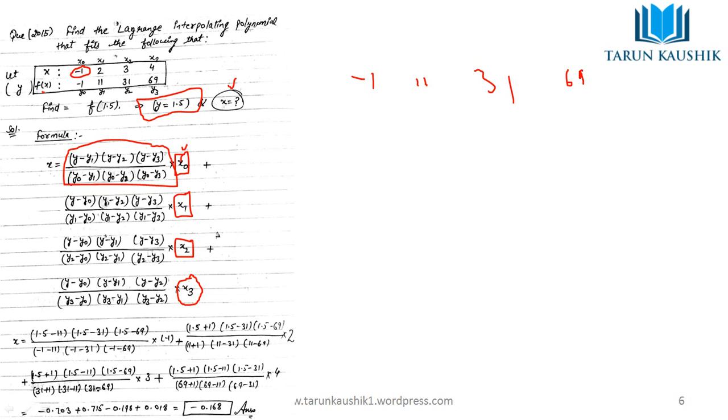So when you are calculating the first term, what you will be doing is neglecting this first term. Subtract this y from everything: y minus 11, y minus 31, y minus 69. Okay, the numerator part is over. In all of them, what to do? In the first, neglect this. In second, neglect this. In third, neglect this. In fourth, neglect this.